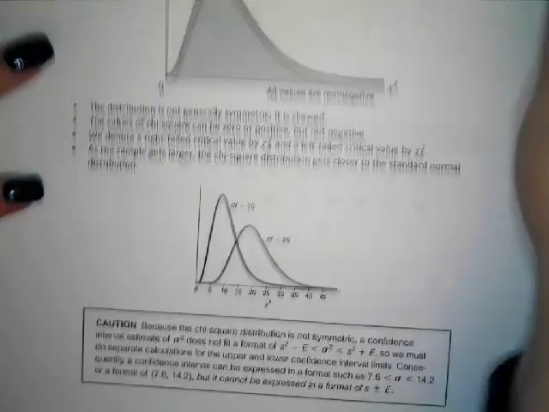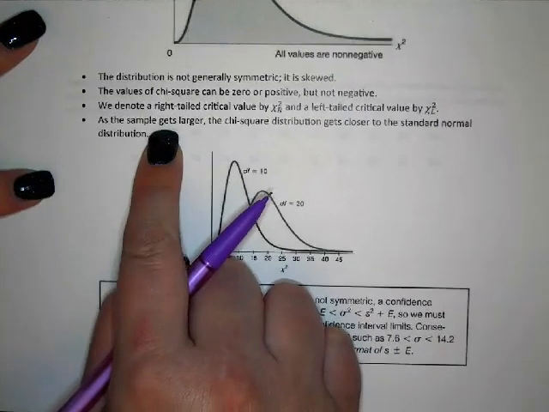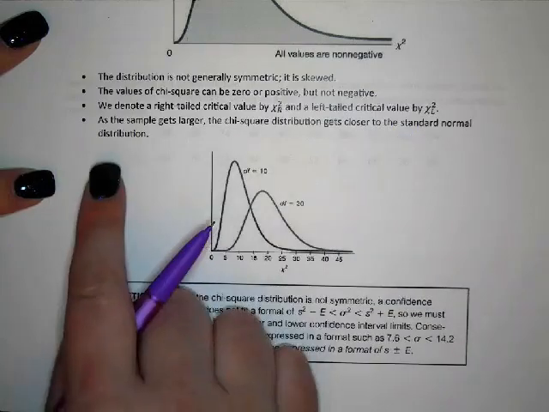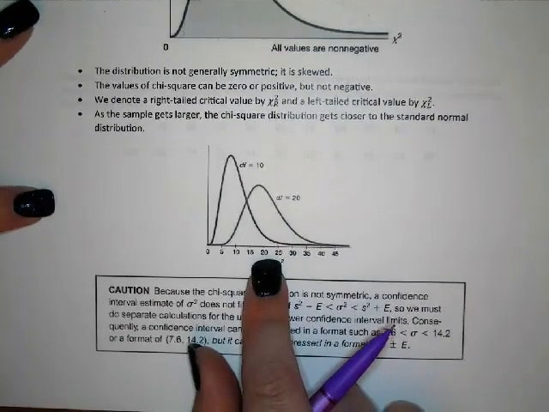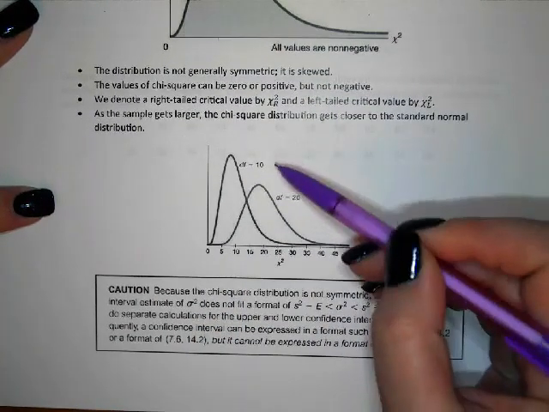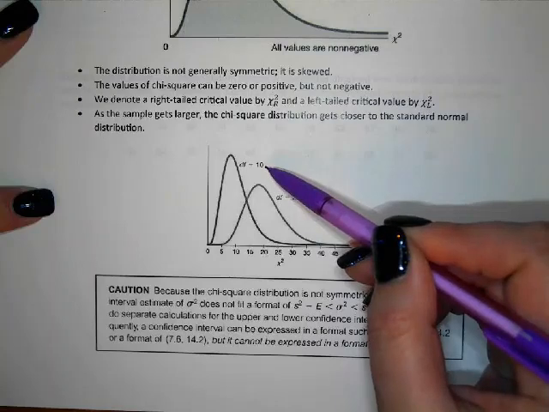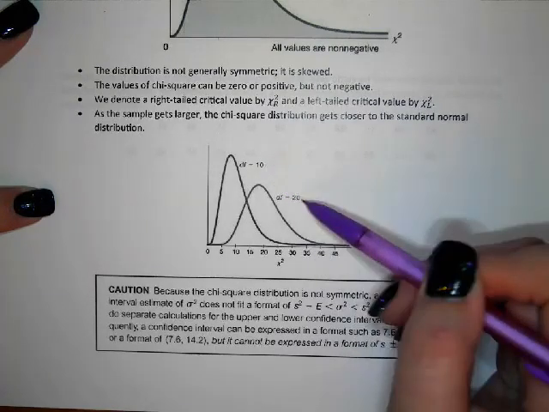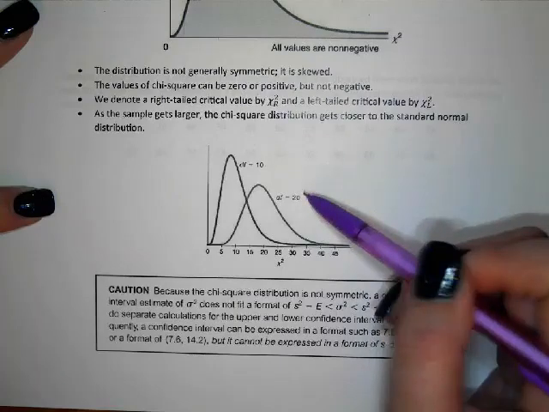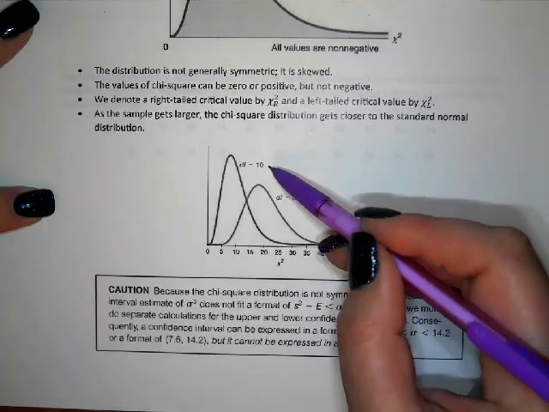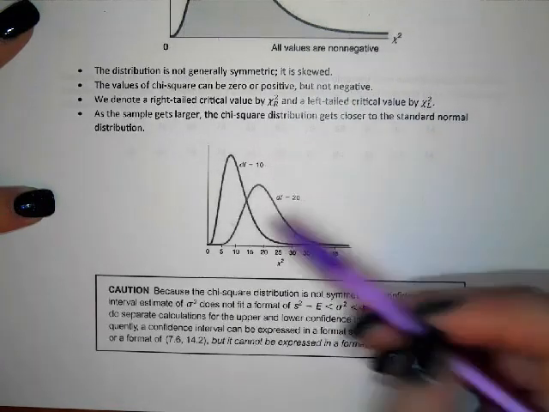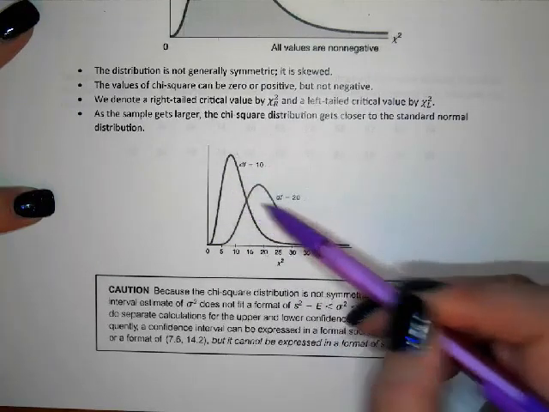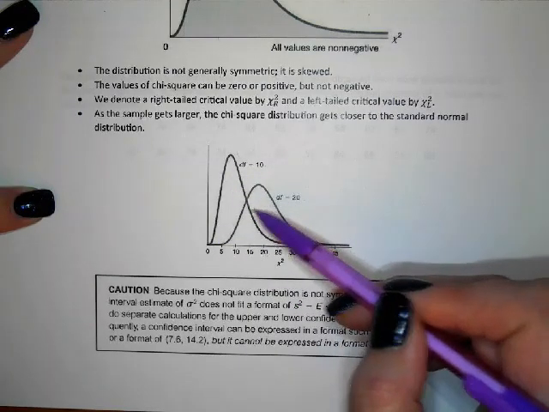As the sample gets larger, the chi-square distribution gets closer to the standard normal distribution. And here's just a sample of that. You can see that as our sample size goes from 11 to 21, our degrees of freedom is 10 and 20. That's one less than the sample size. As the sample size goes from 11 to 21, you can see that the peak is getting shorter. It's getting less extreme, or more variation.